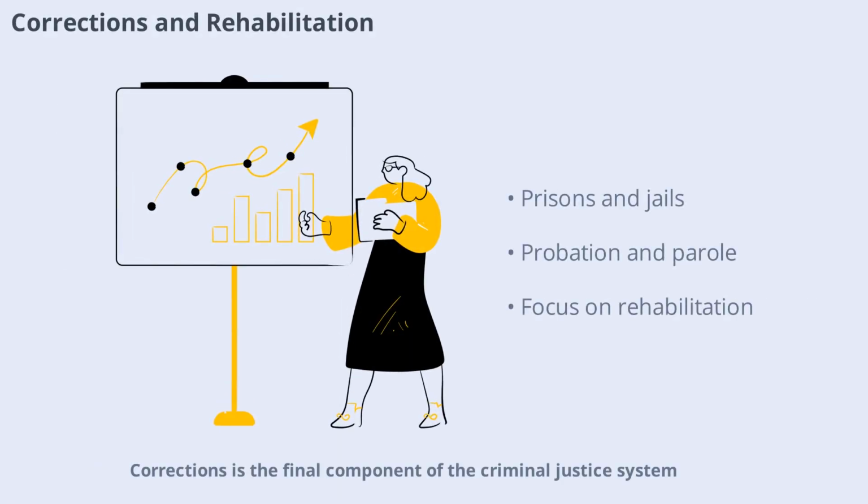Corrections is the final component of the criminal justice system. This includes prisons, jails, probation, and parole. The goal of corrections is not just to punish offenders, but also to rehabilitate them so they can return to society as law-abiding citizens. Correctional officers supervise inmates, while rehabilitation programs offer education, job training, and counseling. Effective corrections can reduce repeat offenses and help build safer communities.